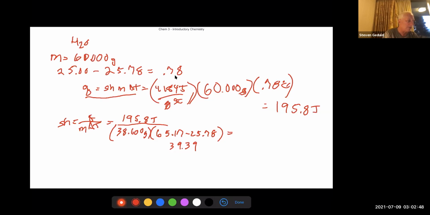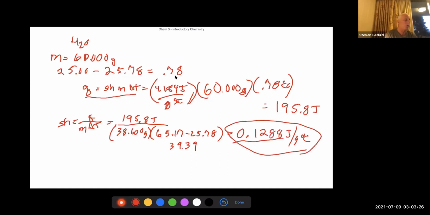So 195.8 divided by 38.6 divided by 39.39 equals 0.1288. If we're going to get to 3 to 4 significant digits, 0.1288, yeah. So we should have a specific heat of gold of 0.1288 joules per gram degree centigrade.